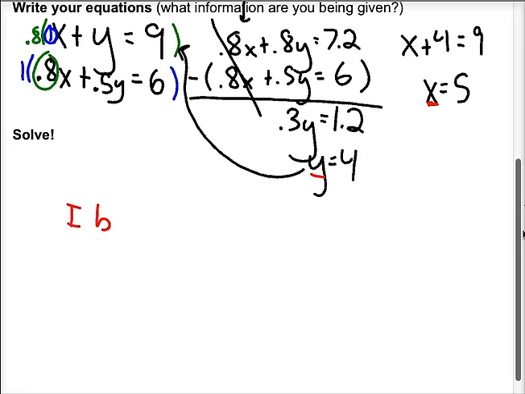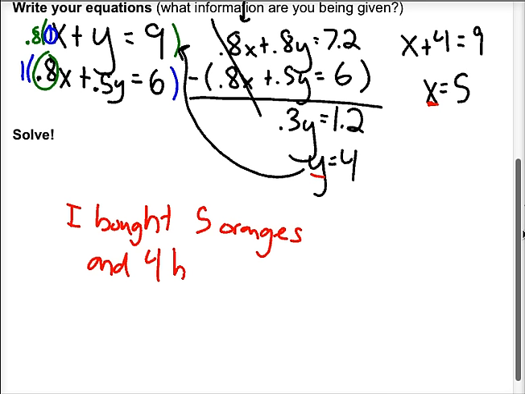So you want to say, I bought 5 oranges and 4 bananas. The question had nothing to do with the x and y. The question had to do with the fruit. So you need to make sure you go back and answer that context of the question. Go back and tell me how much of each fruit you bought. If you just give me x is 5 and y is 4, you're going to lose a half a point or a point on the test because you're not actually answering the context of the question.